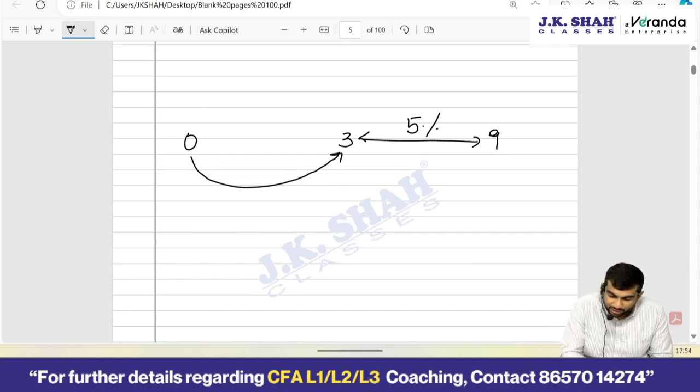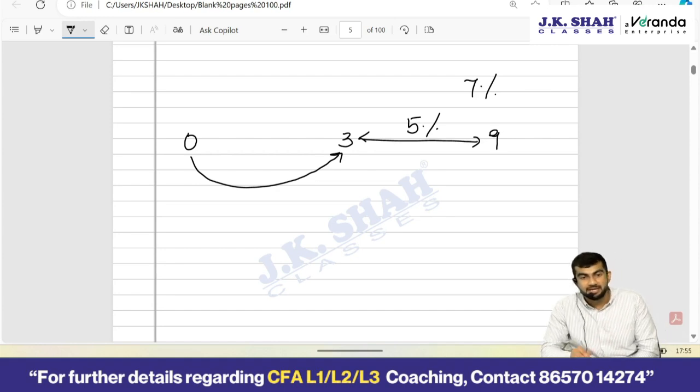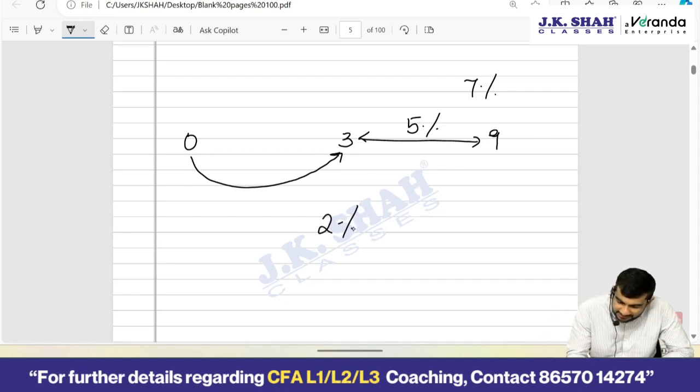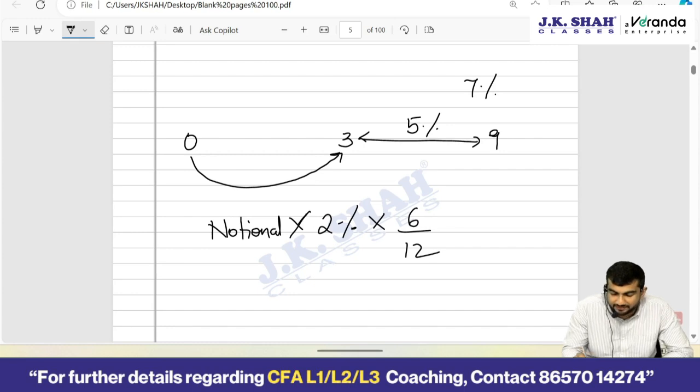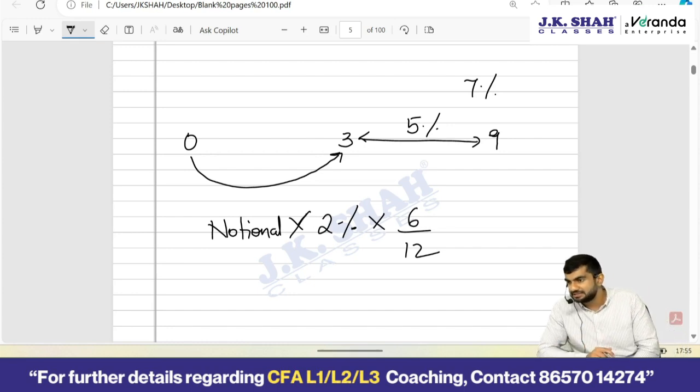And at the end of the third month, I get to know that actual interest rates for the next 6 months have gone to 7%. So is it a benefit for me? Yes, because I have locked in a lower rate. So the counterparty will compensate me for the gains. I have enjoyed gains, so I will get that from the counterparty. Now this 2% of gains into the notional amount into 6 by 12. Why 6 by 12? Because it was for 6 months.